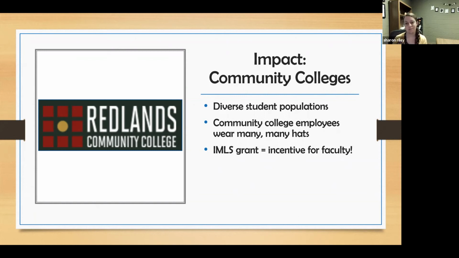And this grant will be awesome because it gives an incentive to our faculty to look at OERs and to implement them when that's not really something that is part of their tenure track or anything right now. So it gives them a reason to try this out in their classes.